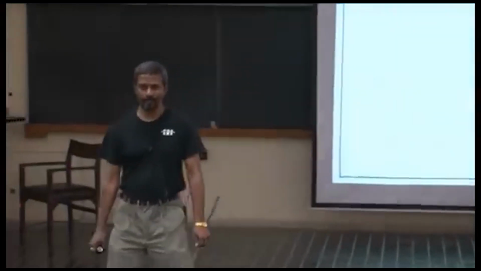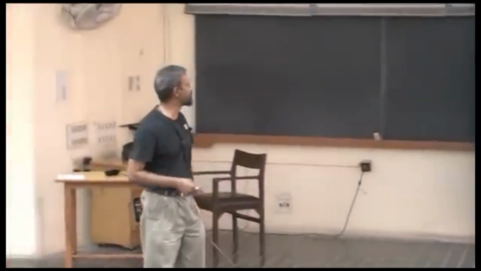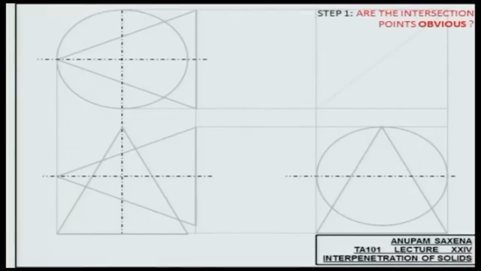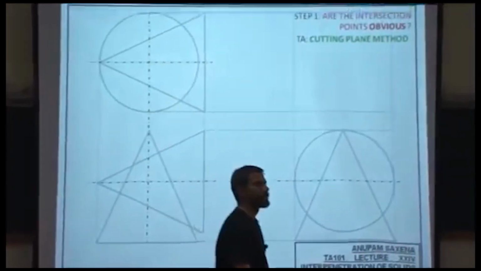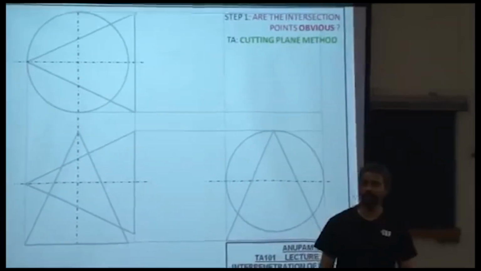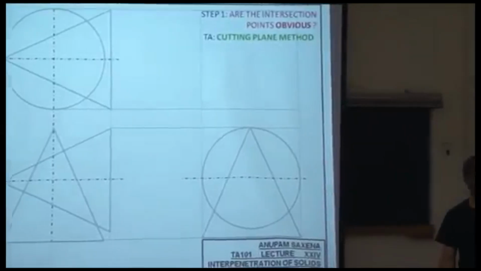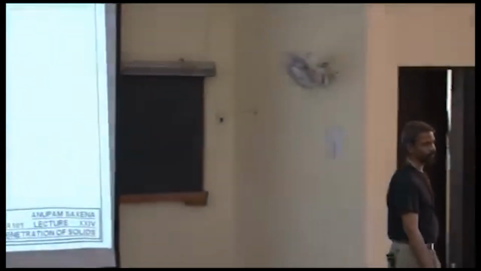No? So it's not going to be easy for you to use the generator method or the select line method. Instead you would want to use the cutting plane method. The intersection points, to me at least, don't seem to be obvious. Use the cutting plane method. Use a bunch of horizontal planes slicing the assembly of these two cones.